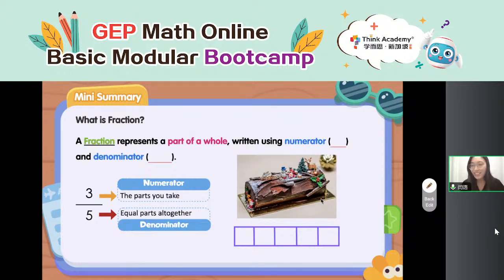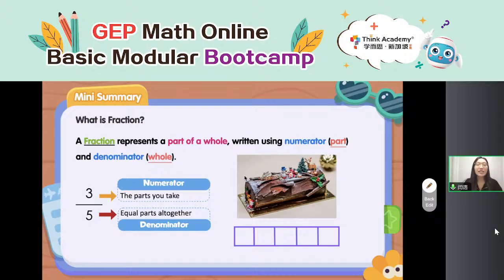Okay, good. So here, let's have a quick summary of the first part. The first part is related to the definition of a fraction. So what is the meaning of a fraction? A fraction represents a part of a whole. We write it using a numerator, which represents the part, and then the denominator. What is the denominator? That is for the whole. So altogether, the fraction shows you how many parts you take from the whole. Any questions now?